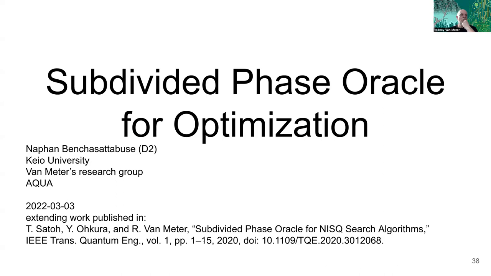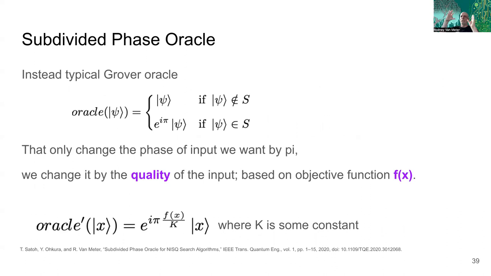A couple of our people, Takahiko Sato, who is now an associate professor at the Keio Faculty of Science and Technology, and our student Yasuhiro Ogura, came up with the subdivided phase oracle. And essentially what we do with that is, rather than marking a state binary yes or no by flipping the phase by a factor of pi, we subdivide the circle into smaller chunks, and we essentially use a sweep hand as a value to track the goodness or badness of an objective function for some sort of optimization problem, for example.